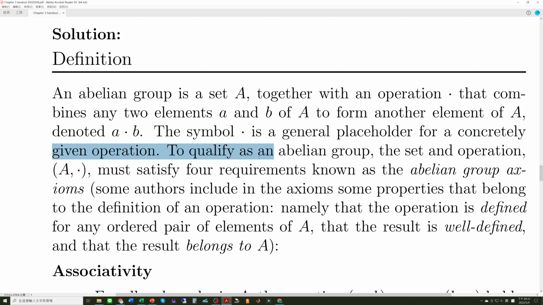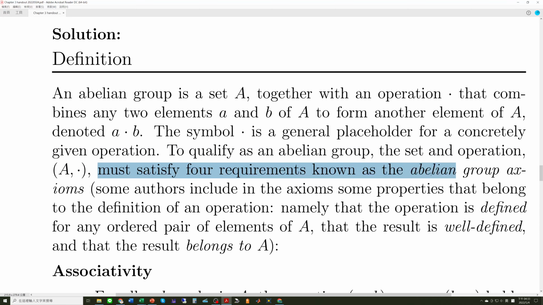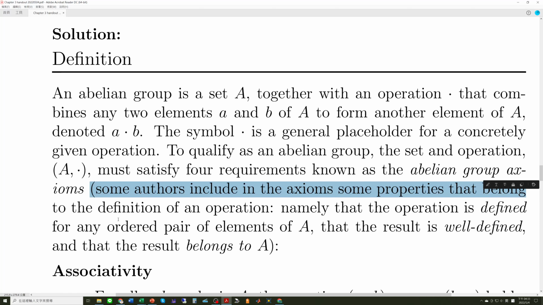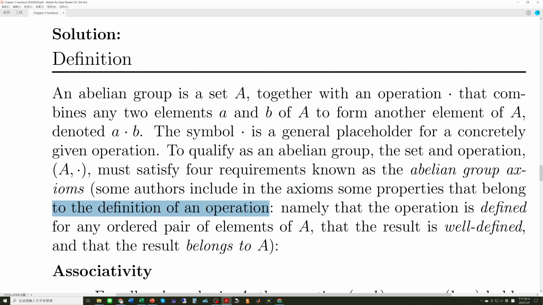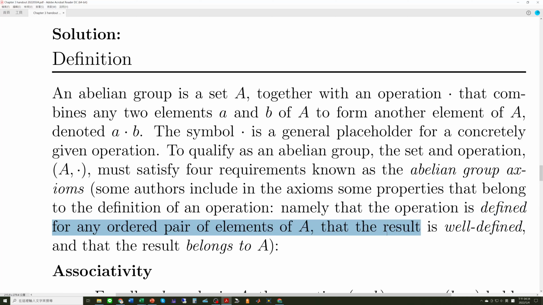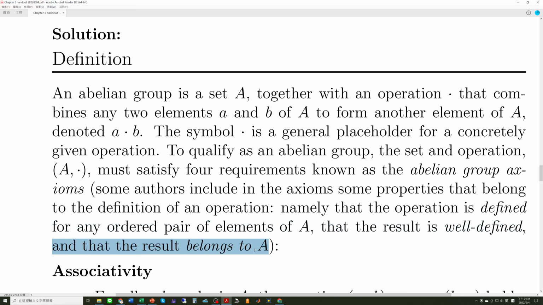The symbol dot is a general placeholder for a concretely given operation. To qualify as an abelian group, the set and operation A and dot must satisfy four requirements known as the abelian group axioms. Some authors include in the axioms some properties that belong to the definition of an operation, namely that the operation is defined for any ordered pair of elements of A, that the result is well defined, and that the result belongs to A.